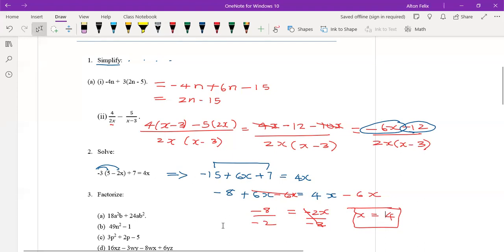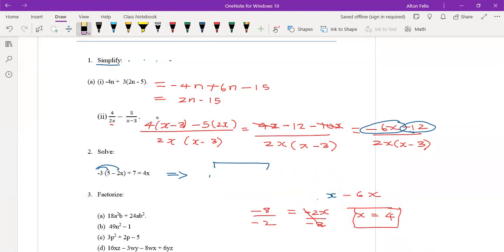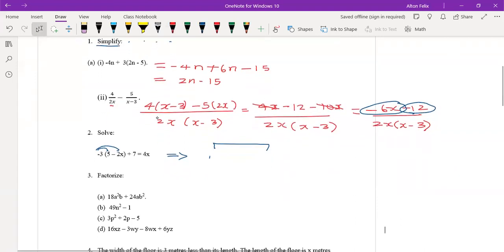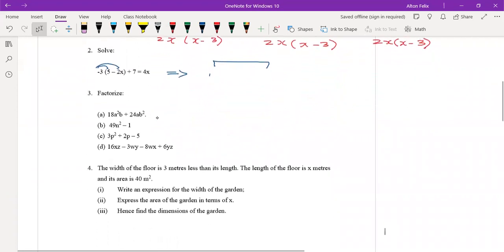Right, let's continue solving these problems. And we're going to erase some of these questions. Yep, let's erase here. Right, so we're going to be doing some factorization. Question number 3.